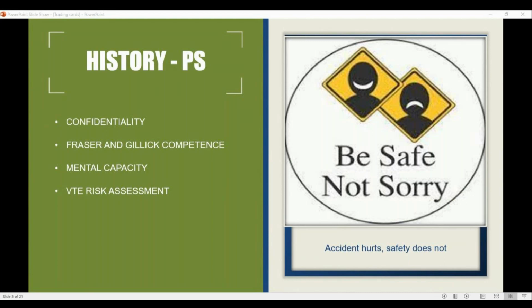But you will never break the confidentiality of the patient to any relative. If the patient's consent is not there, then you will not tell anything about the patient to the relatives. That also comes under the Data Protection Act and confidentiality. So you have to take care of that.